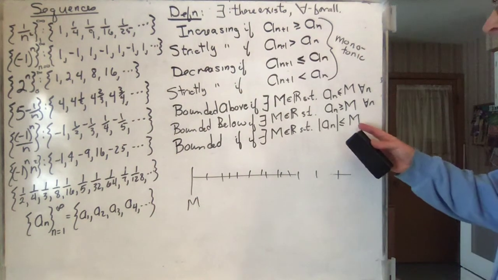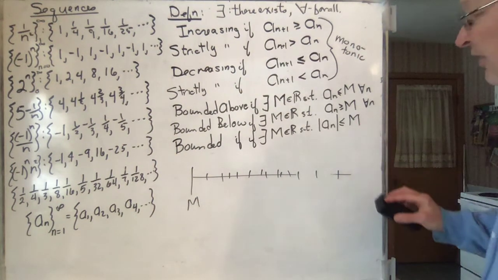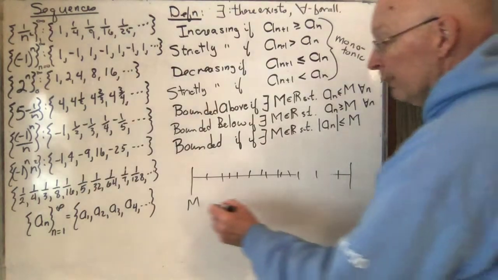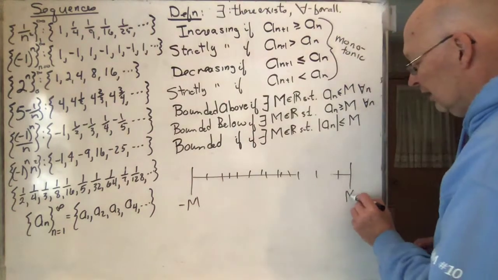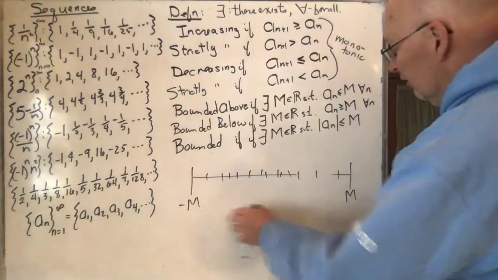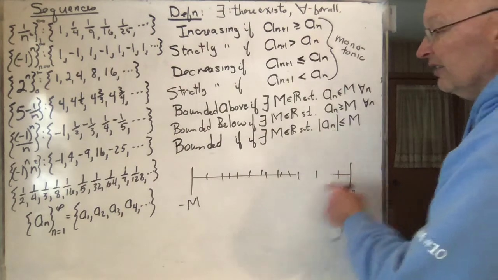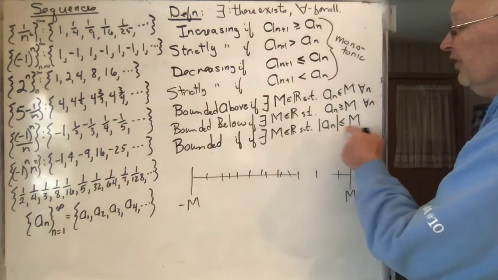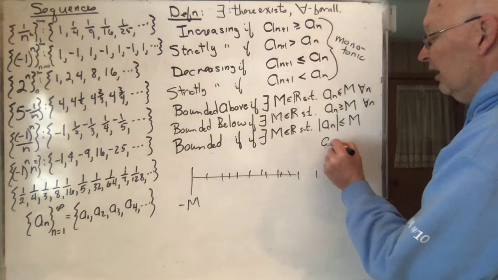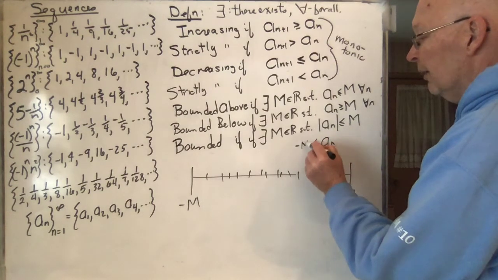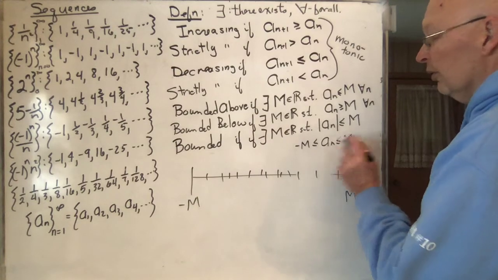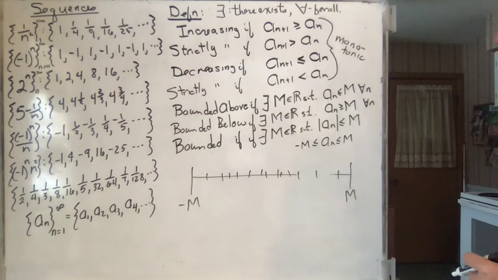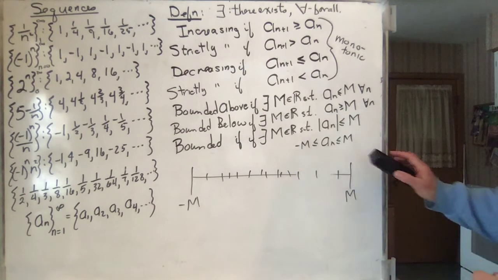And then to be bounded means it's bounded above and bounded below, which means that basically they're captured between negative m and m. So here you have a negative m, here you have m, and all of the a sub n's are between those two. They're captured on both sides, both from the left and the right. Okay, that's what it means to be bounded.